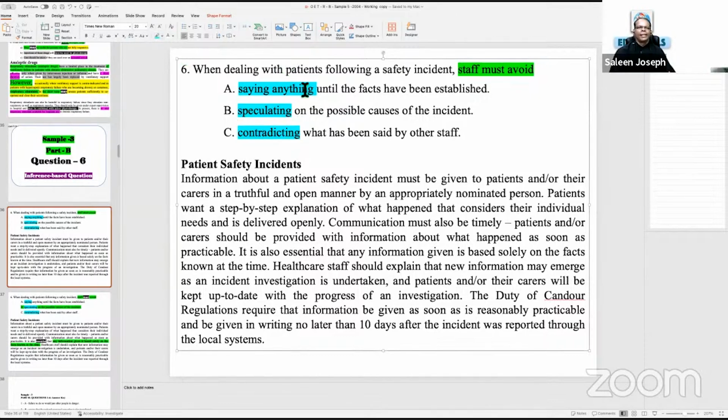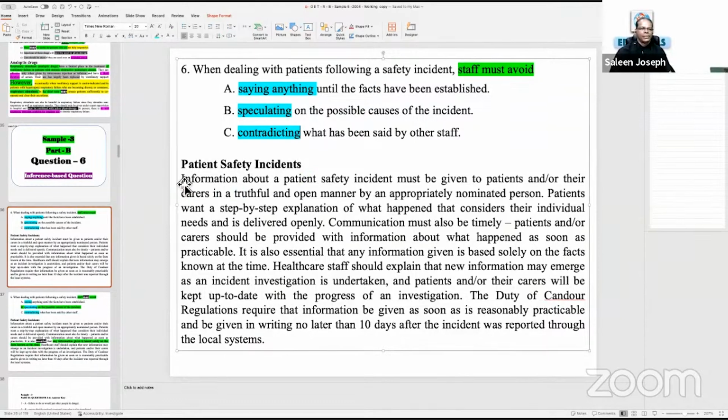Now, when dealing with patients following a safety incident, staff must avoid saying anything. Put a plaster on your face. Okay. Saying anything. What is right here? Staff must avoid saying anything. See the expression must avoid. Should not say anything means put on a plaster on your face. No speaking. Can it be right? And speculating on the possible causes of the incident and contradicting what has been said by the staff.